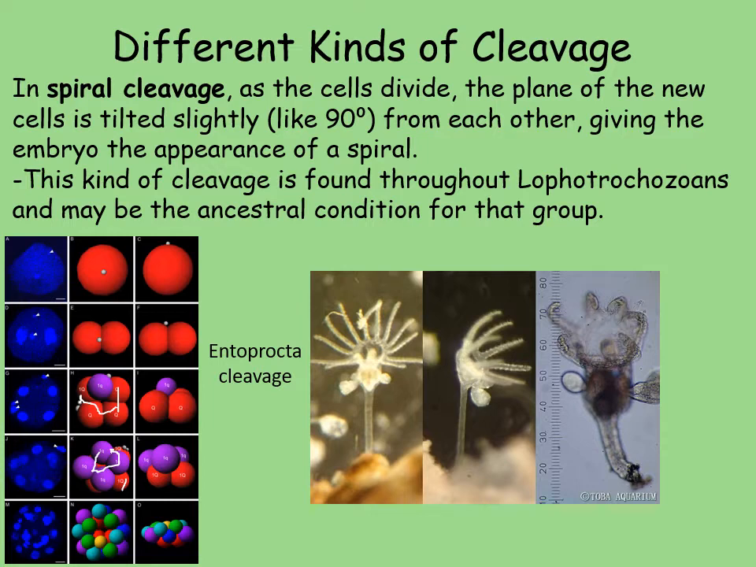This type of cleavage is found throughout the Lophotrochozoan group of the protostomes, and it may be the ancestral condition of that group, considering how present it is in various subgroups of the Lophotrochozoans. It's found in this animal group, which I didn't cover very much, the Entoprocta, which you can see here on the right.